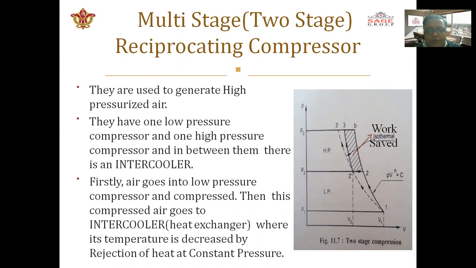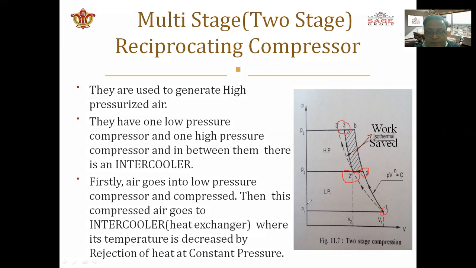Firstly, air goes into the low pressure compressor and is compressed. Then this compressed air goes into the intercooler, a heat exchanger, where its temperature is brought down by rejection of heat at constant pressure. So this is the low pressure compression, as depicted in the figure. 1 to 2 is a polytropic process. 2 to 2 dash is called intercooling, and 2 dash to 3 is called high pressure compression.